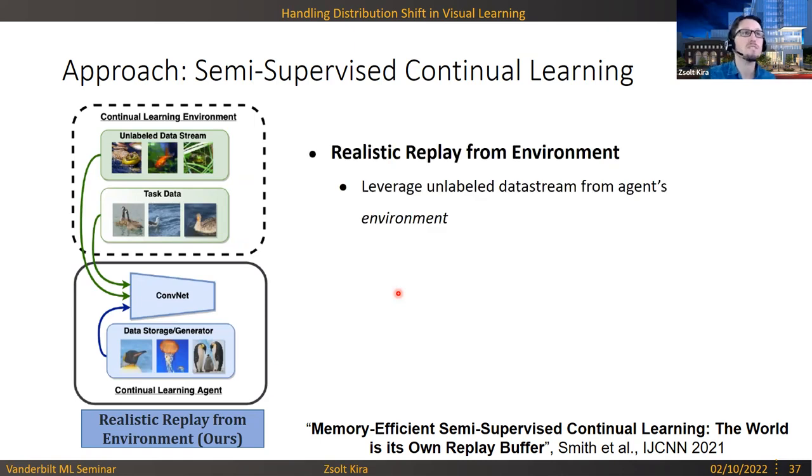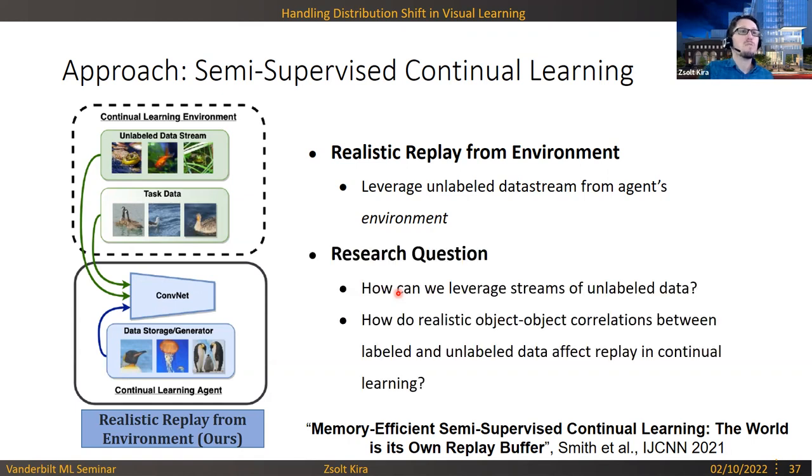Specifically, this goes along the lines of embodiment. If you have an agent, for example, that's moving around in an environment, it'll always collect a stream of unlabeled data, basically for free. As it moves around, it gets a bunch of data for free. Some of it is labeled, but most of it is not labeled. And so there are two questions. One is, how do we leverage the stream of unlabeled data?